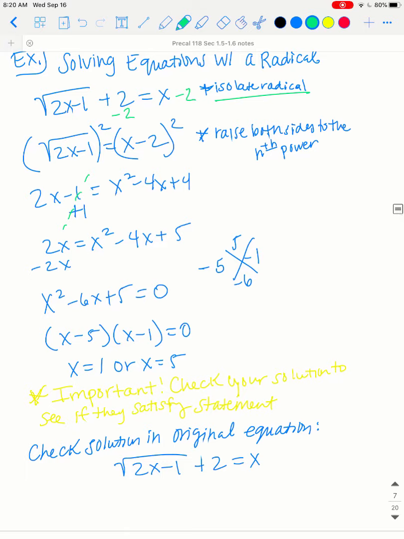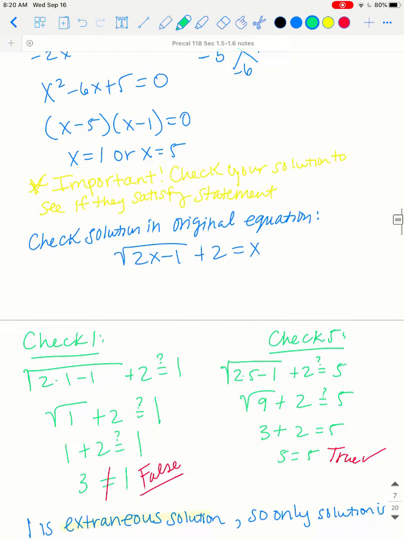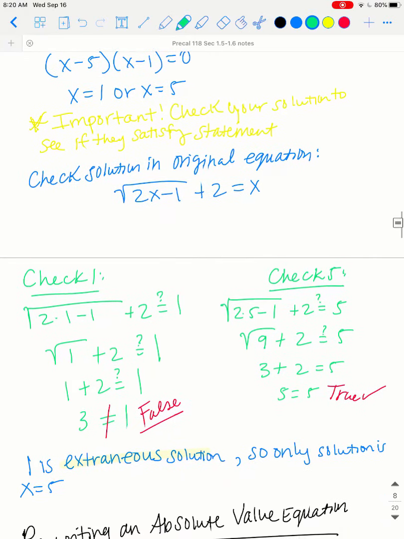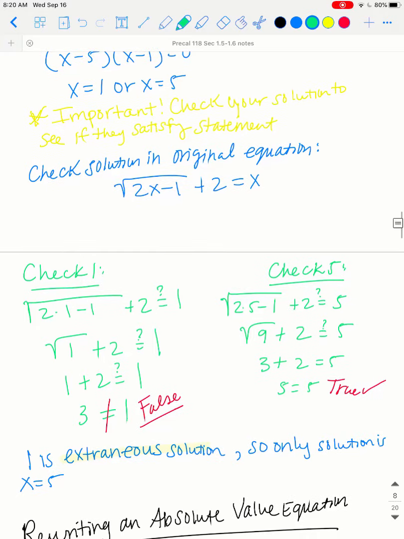So an important part of solving equations with radicals is to make sure our solution satisfies this statement. So we're going to check the solution in the original equation with x equals 1 or x equals 5. So on the left, I'm checking x equals 1. When I plug it in, I get the square root of 2 times 1 minus 1, plus 2, maybe equals 1. I get the square root of 1 plus 2 maybe equals 1. 1 plus 2 maybe equals 1. And then I get 3 equals 1, which we know isn't a logical expression, and 3 does not equal 1, so that's false.